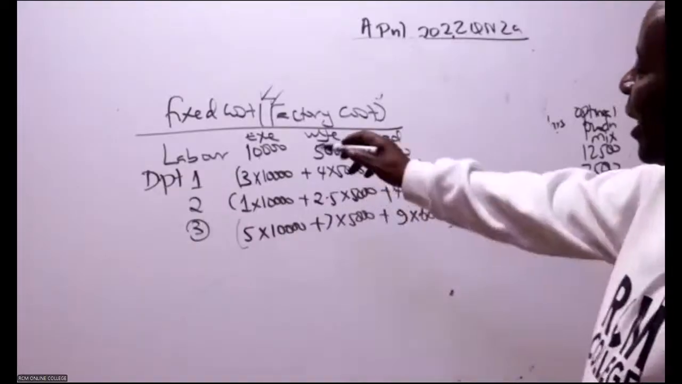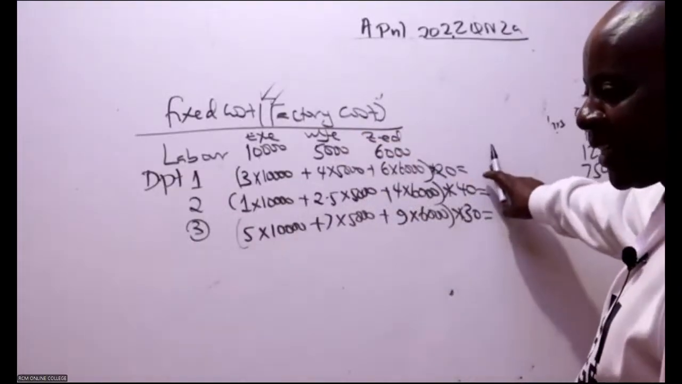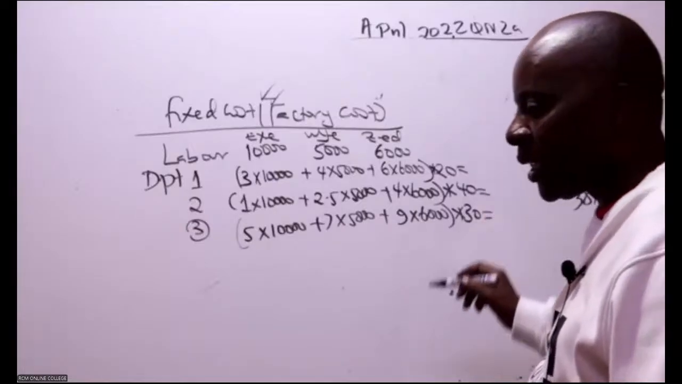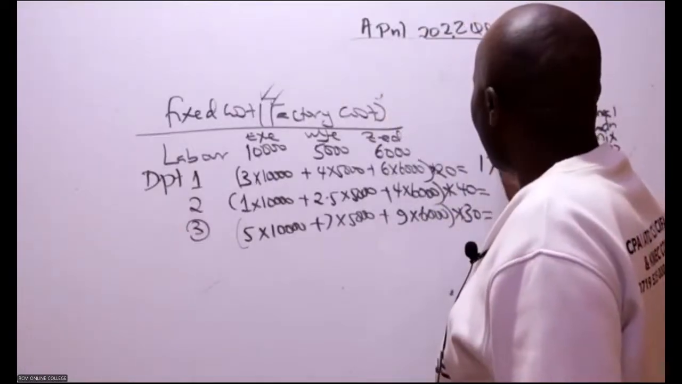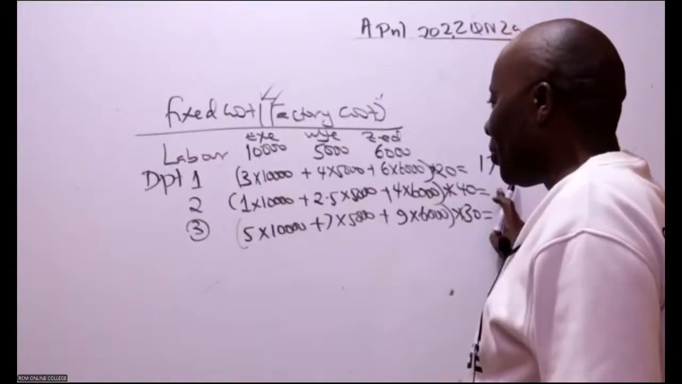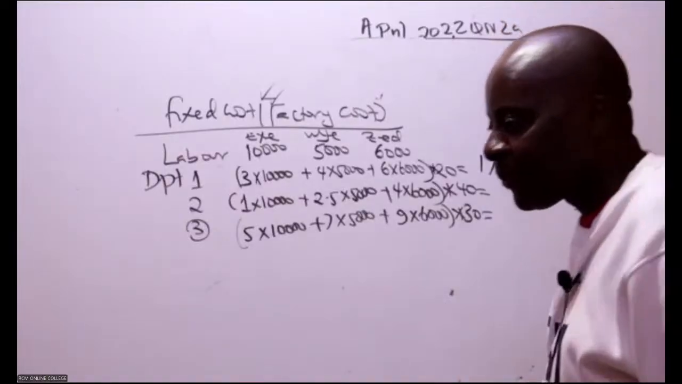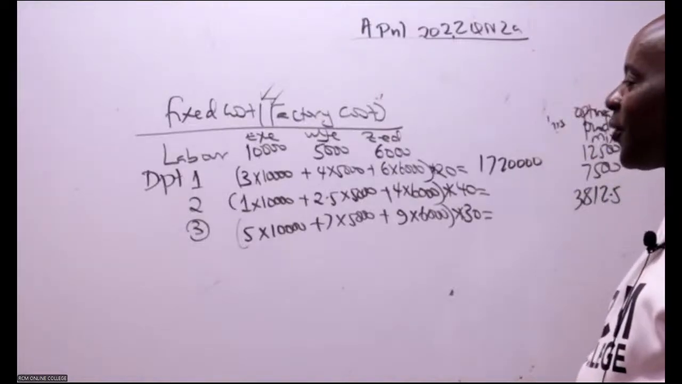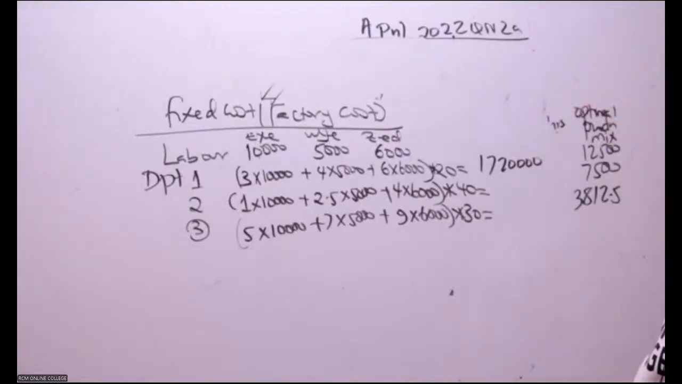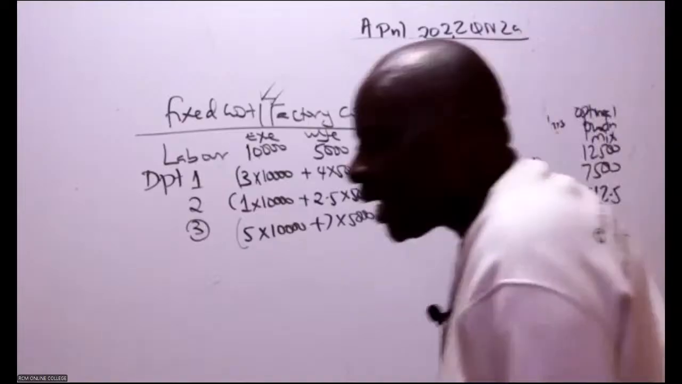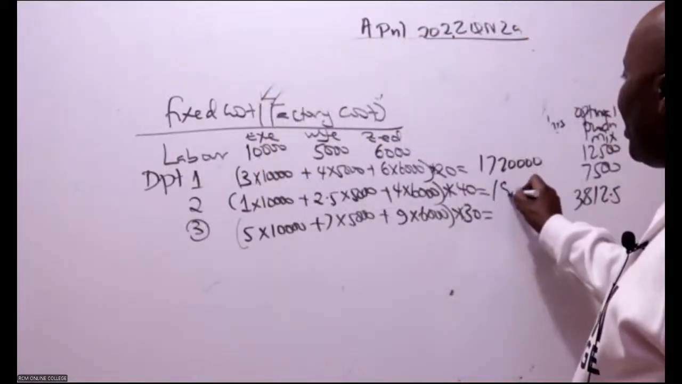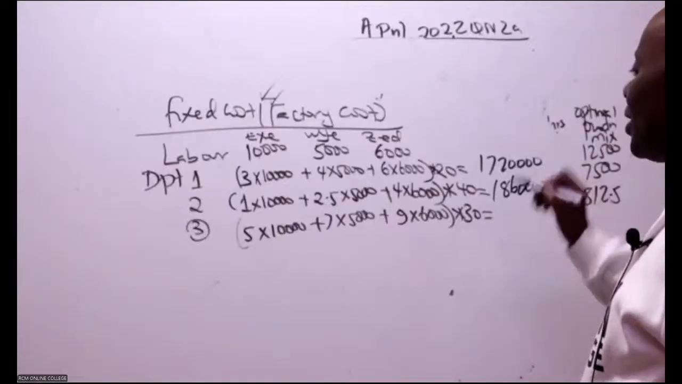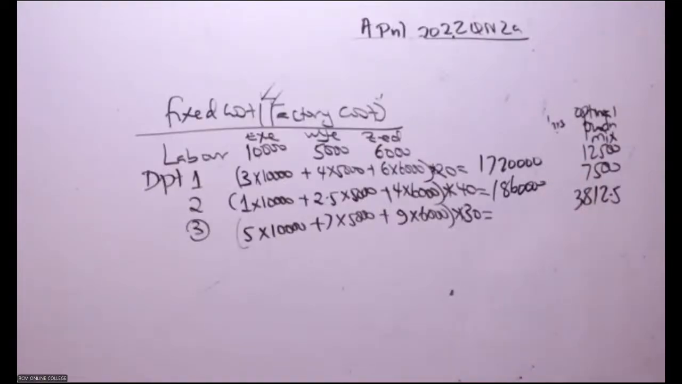So somebody open brackets here and give me this figure. It's like these guys want us to do this question in our next class, which will be very bad. 1,720,000. Thank you so much. And then come to the second one, open bracket 1 times 10,000 plus 2.5 times 5,000 plus 4 times 6,000, times 40. So they're getting here 1,860,000. And then, ladies and gentlemen, we have department 3.